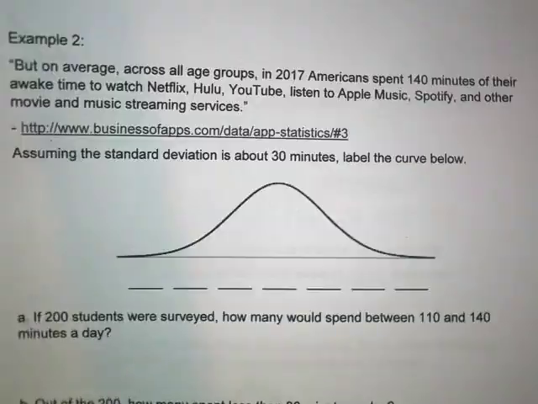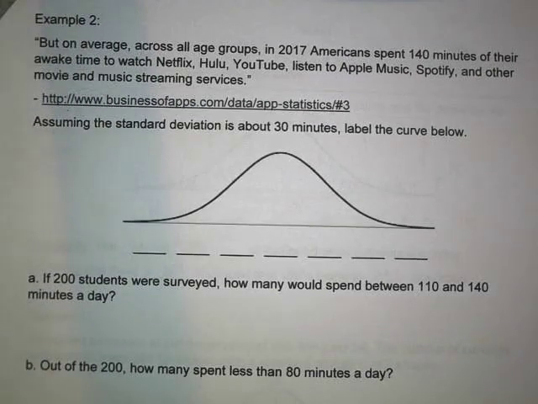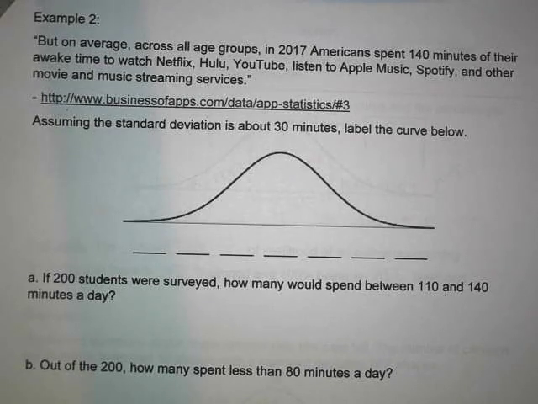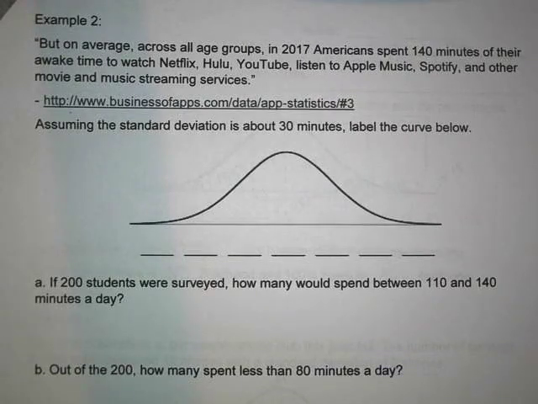All right, example 2 says, but on average, across all age groups in 2017, Americans spent 140 minutes of their awake time to watch Netflix, Hulu, YouTube, listen to Apple Music, Spotify, and other movie and music streaming services. Of course, those numbers are going to be higher for 2020 with COVID-19 taking over, but this is based on 2017. So, assuming the standard deviation is about 30 minutes, label the curve below.